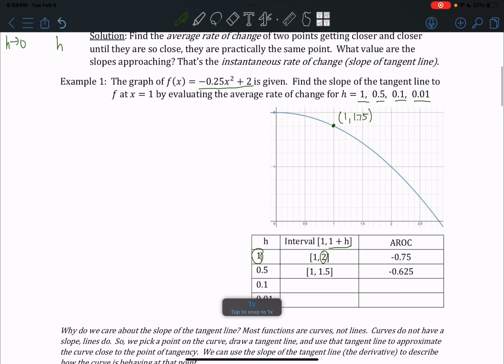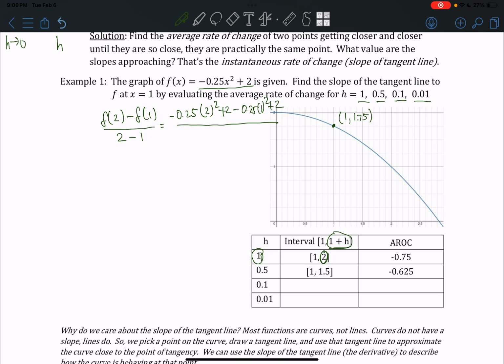Obviously 1 plus h is 2, so you just have to plug in this value right here, and you find the average rate of change. So you just do f of 2 minus f of 1 all over 2 minus 1. And to plug that in, you just have negative 0.25 times 2 squared plus 2, minus, negative 0.25 times 1 squared plus 2, all over 1, so 2 minus 1. There should be an extra minus there.